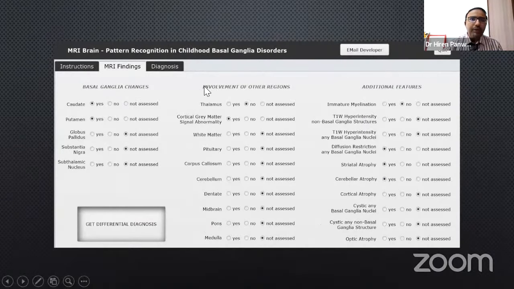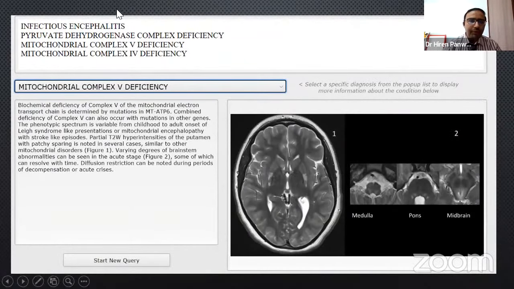In MRI findings, you can enter your case related data: which structures are involved, whether they are hyperintense or hypointense, and whether there are any other areas of involvement that we have seen previously, and so on. If you mark these areas, the software automatically gives you the probable differential diagnosis, like which conditions can have these kinds of abnormalities. And if you go to a particular slide, they have also provided a few particular features about those conditions. Many of the diseases have this kind of imaging appearance also. So that's a very useful software, which is freely available online at that article link.